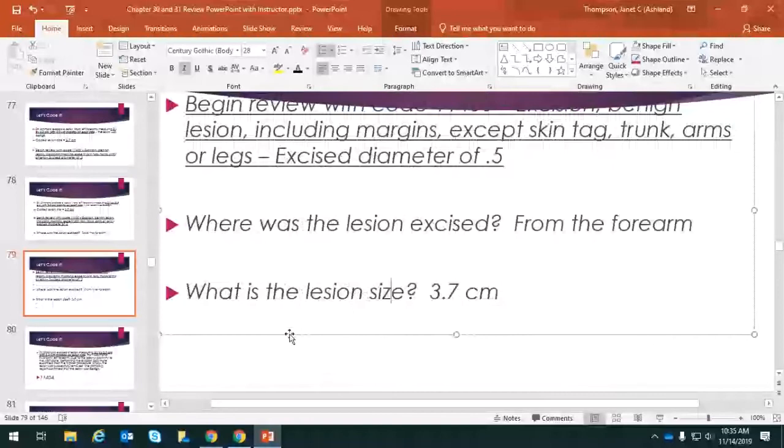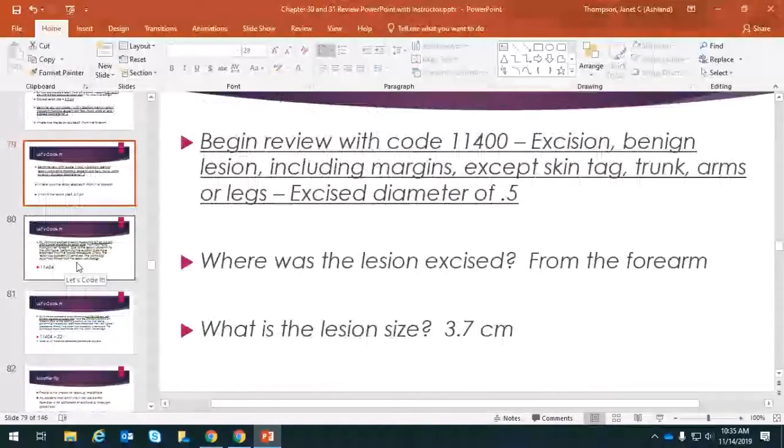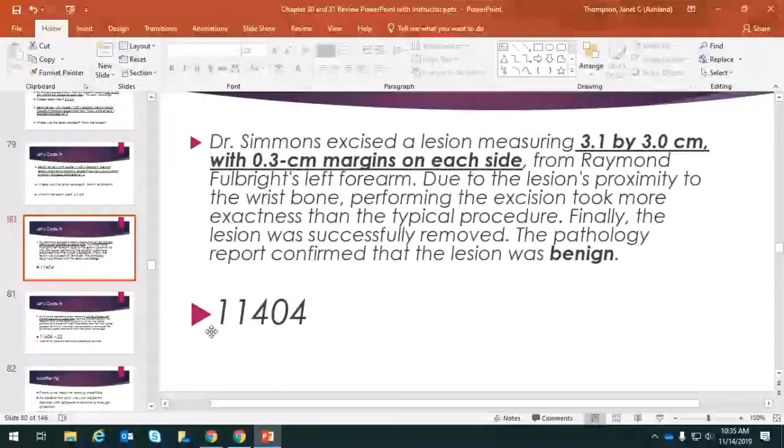So these are just steps I'm walking through to get us there. For this case study, we should have code 11404. This is a benign lesion from the arm, and the code description says arms, so it could be one or both. And it's 3.7 centimeters, so that is our perfect code. Lastly, because of the excessiveness of the procedure, it's given modifier 22.